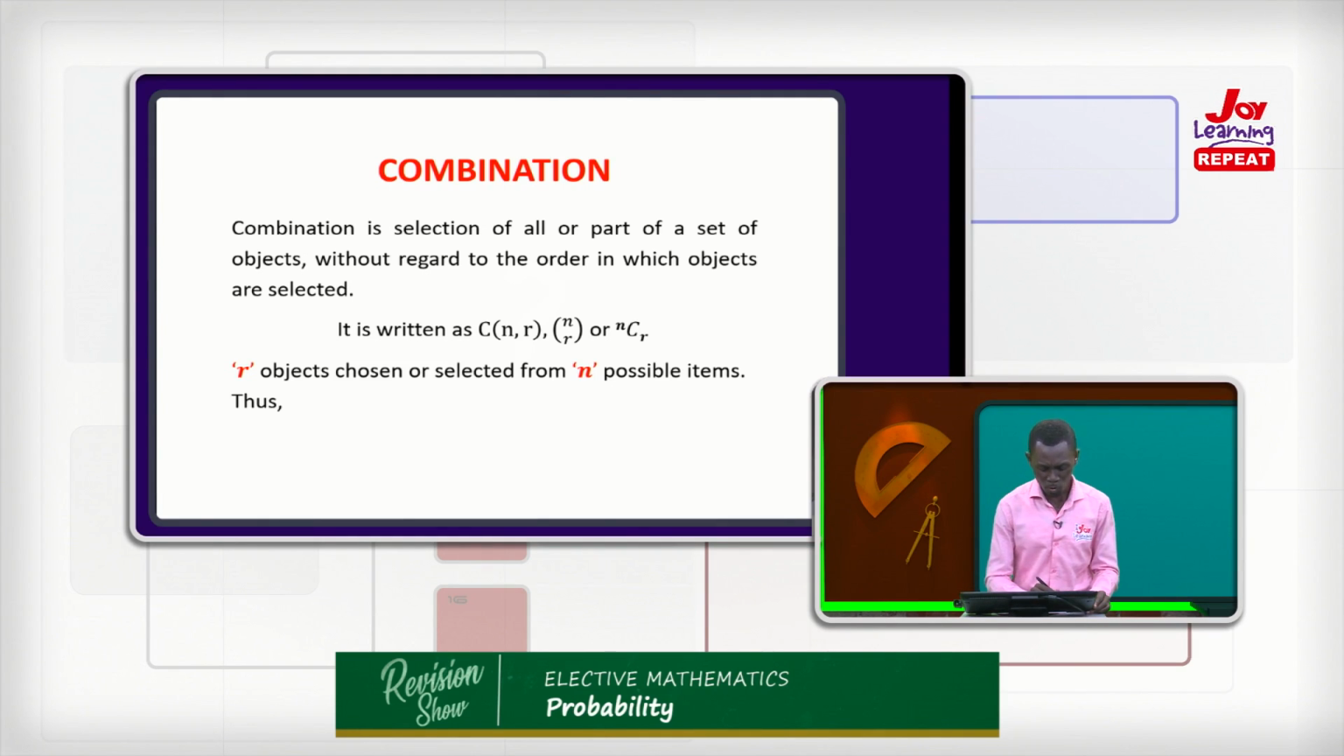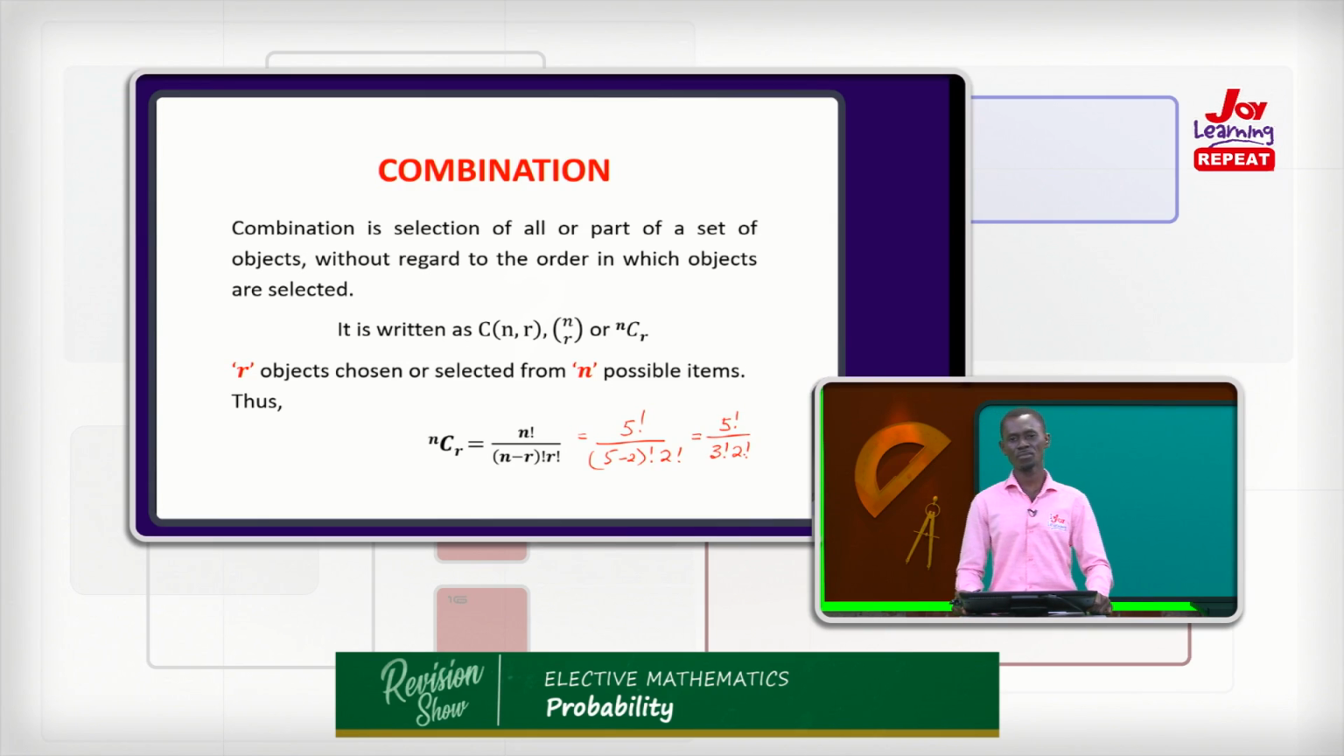So generally, we say that n combination r is equal to, and please note that, n factorial all divided by n minus r factorial times r factorial. For example, if we had 5 combination 2, it will be 5 factorial divided by 5 minus 2 factorial times 2 factorial, which would eventually give us 5 factorial all over 3 factorial times 2 factorial. And that is one critical way of solving problems. I will take you through a problem or two.